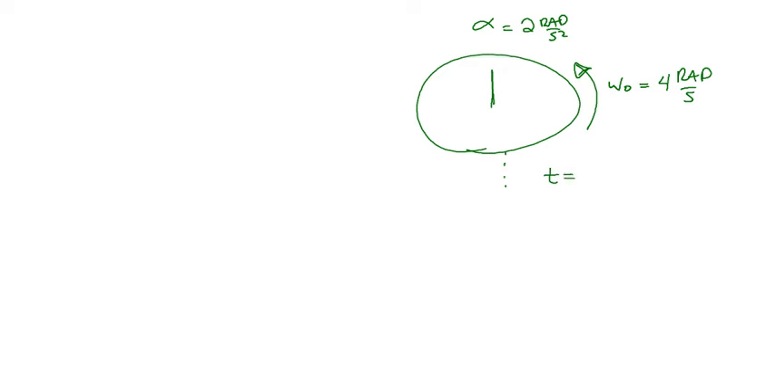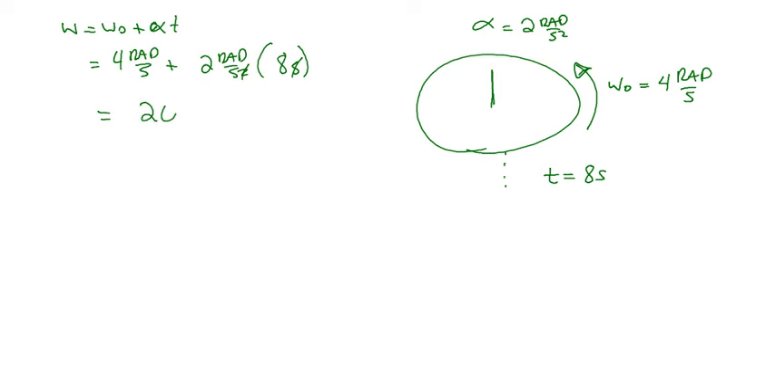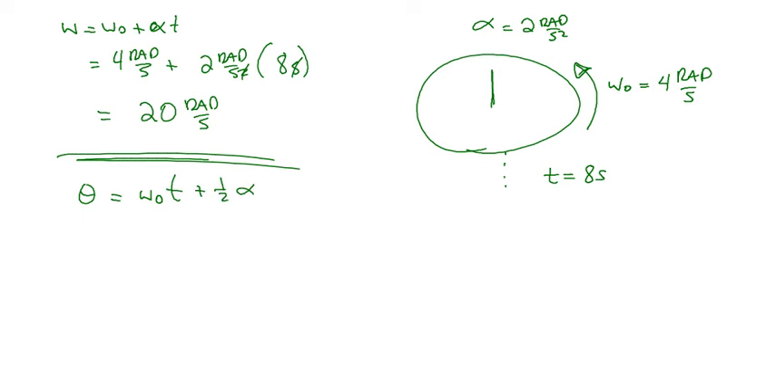and it does that for a time of 8 seconds, then with those formulas that we had, omega equals omega naught plus alpha t, and so here that would be 4 radians per second plus 2 radians per second squared times 8 seconds. The seconds are going to cancel out there. 2 times 8 would be 16. 16 plus 4 would be 20 radians per second. I could also find out the angle that it would turn through in that much time.